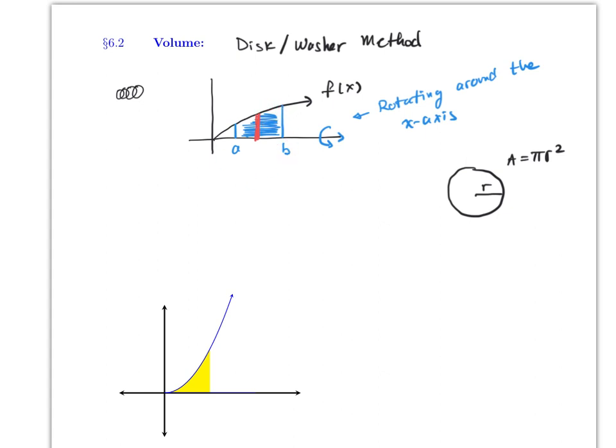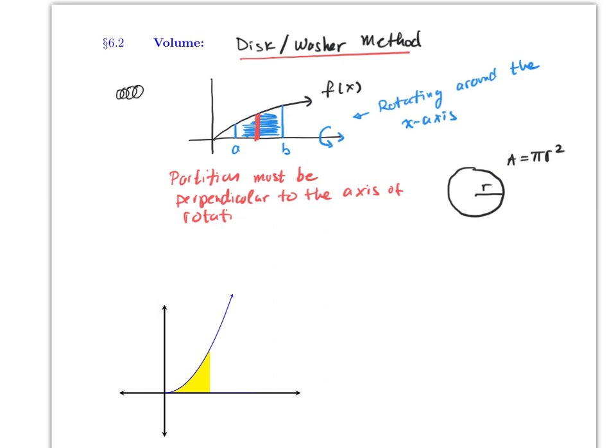Now the important part for this method, for the disk or washer method, is that the partitions, which in this case this is the partition, which remember is technically the radius, must be perpendicular, so this is important, to the axis of rotation. So again, this is very important.